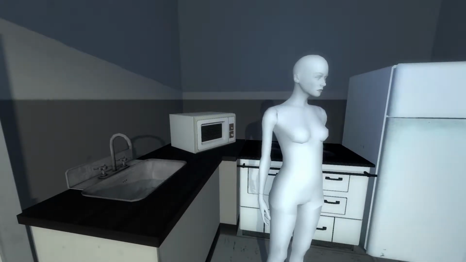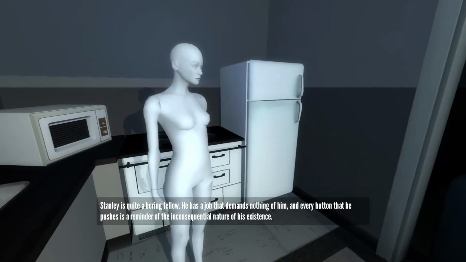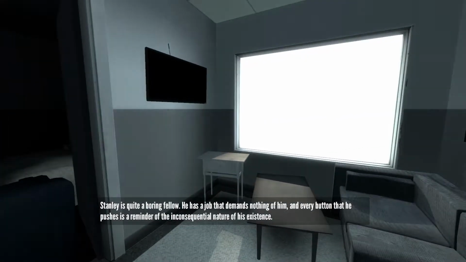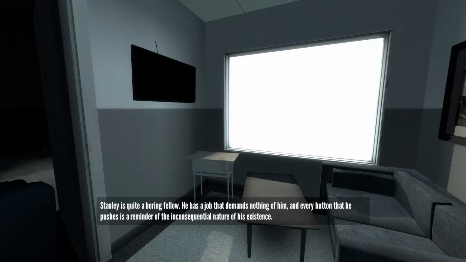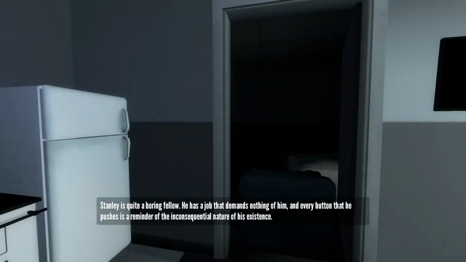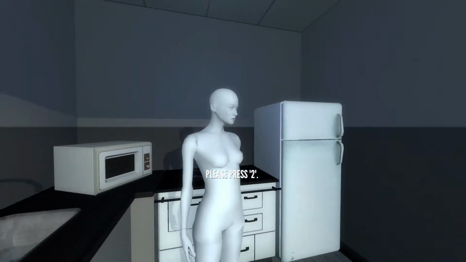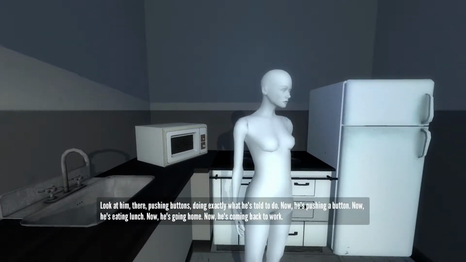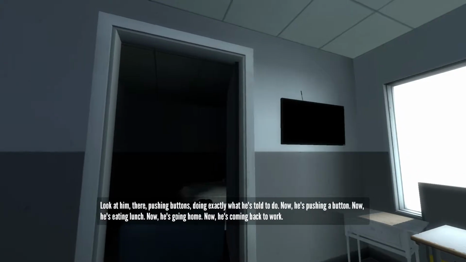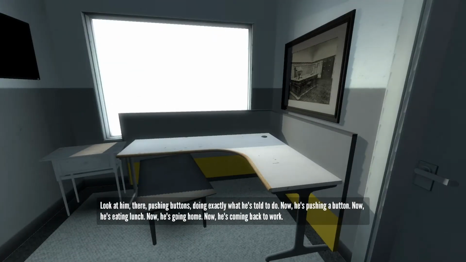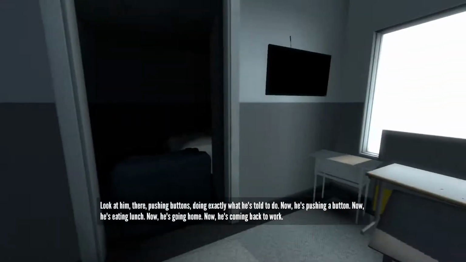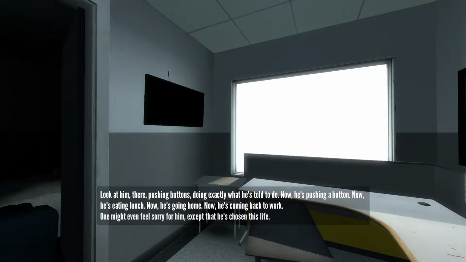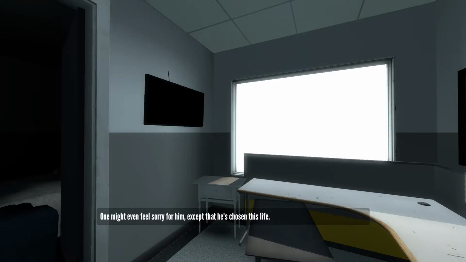Press Y. Stanley is quite a boring fellow. He has a job that demands nothing of him, and every button that he pushes is a reminder of the inconsequential nature of his existence. Look at him there, pushing buttons, doing exactly what he's told to do. Now he's pushing a button. Now he's eating lunch. Now he's going home. Now he's coming back to work. One might even feel sorry for him, except that he's chosen this life.